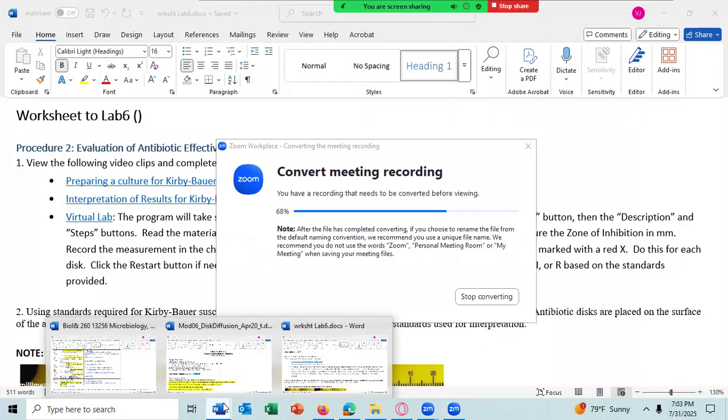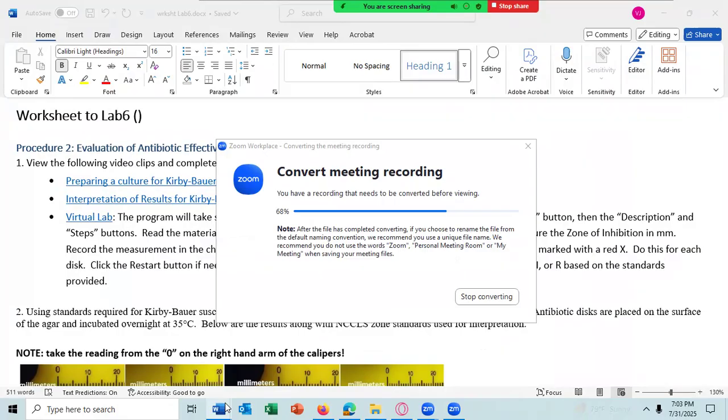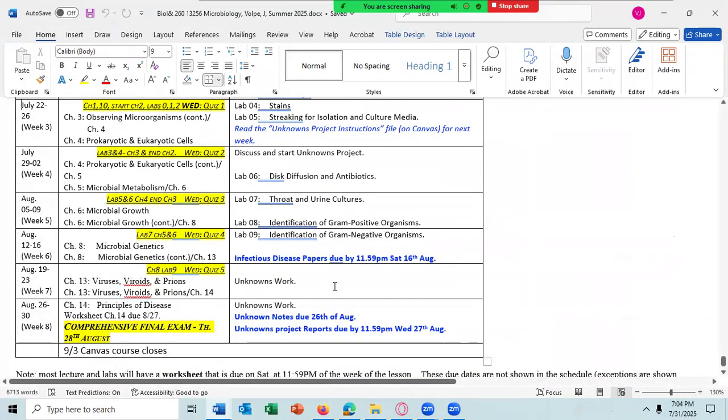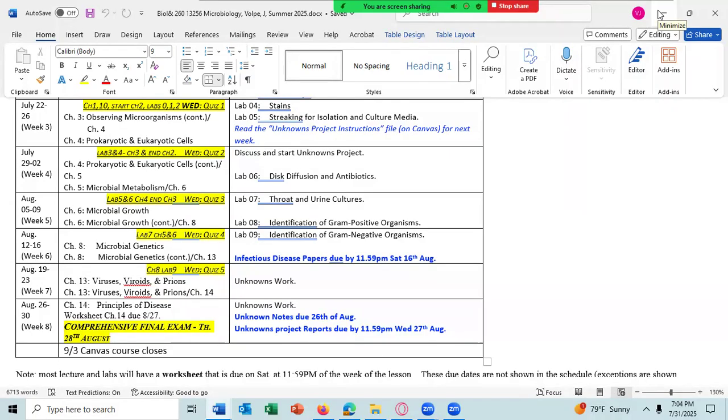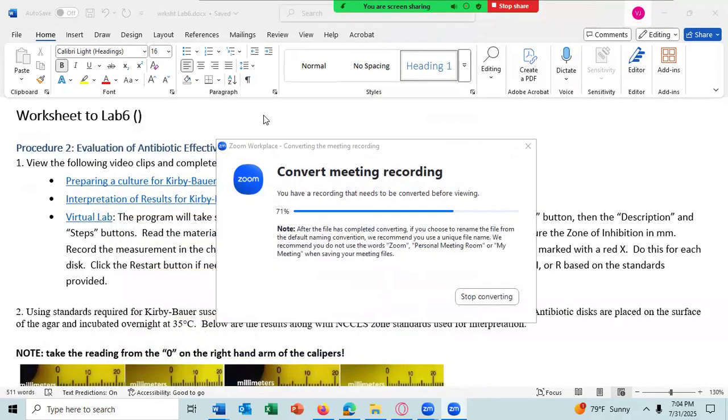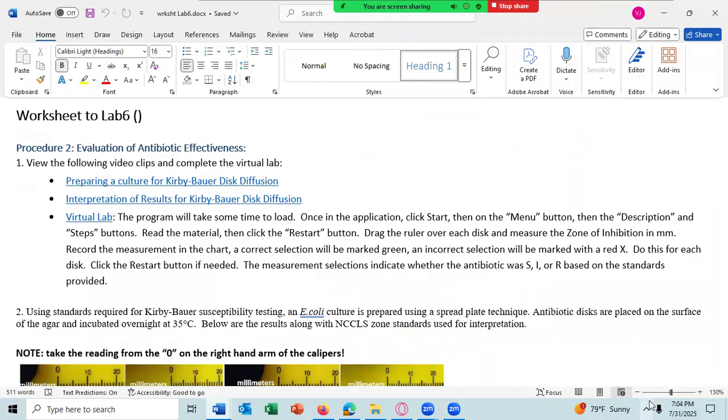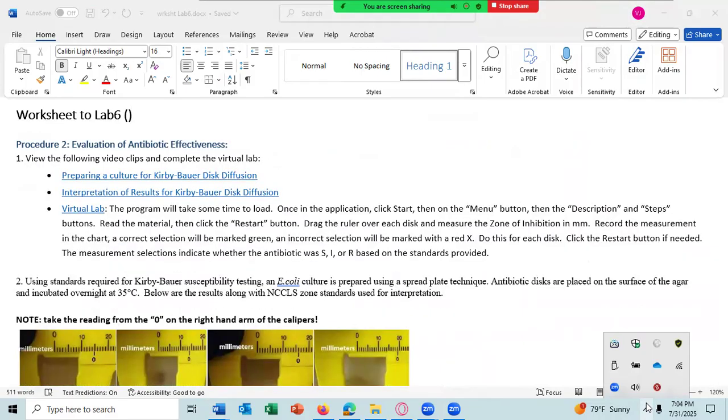All right, today is June 31st. And we're supposed to be working on Lab 6, disc diffusion, and antibiotics. Are there any questions about the unknown project? All right, let's go on to Lab 6. I had a question. For the unknown project, you said you'd email us the results of the first three tests on Tuesday, right? Yes. Okay, thank you.